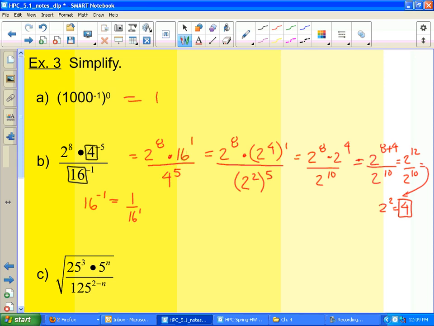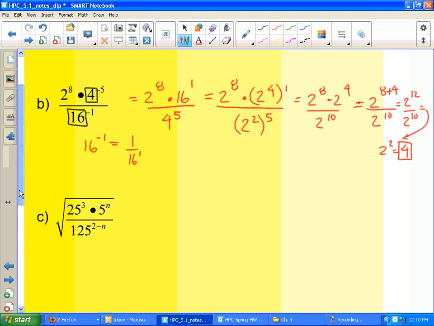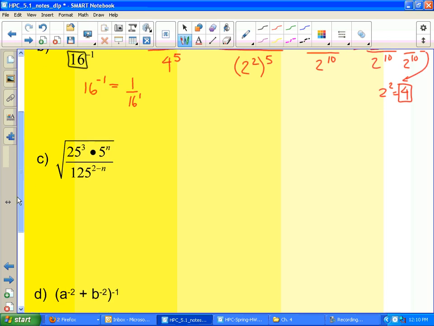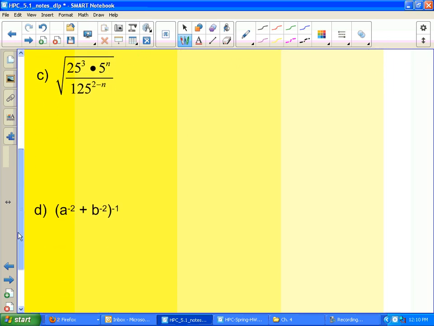So we're going to want to write all our answers with positive exponents, and we'll simplify things down. Are you good? You guys have questions on this? All right. What about here? C and D. What should we do with those?